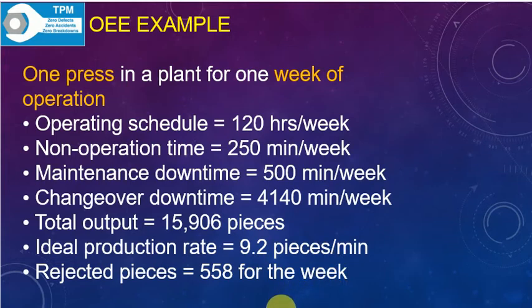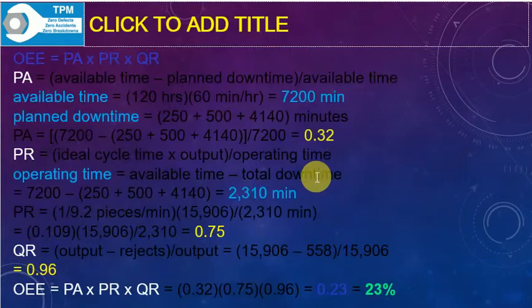Then the rejected pieces is 558 for a given week. Here only the operating schedule is given, which is 120 hours per week. This is the schedule, the available time for these machines. Since it is 120 hours per week, we can convert these hours into minutes.